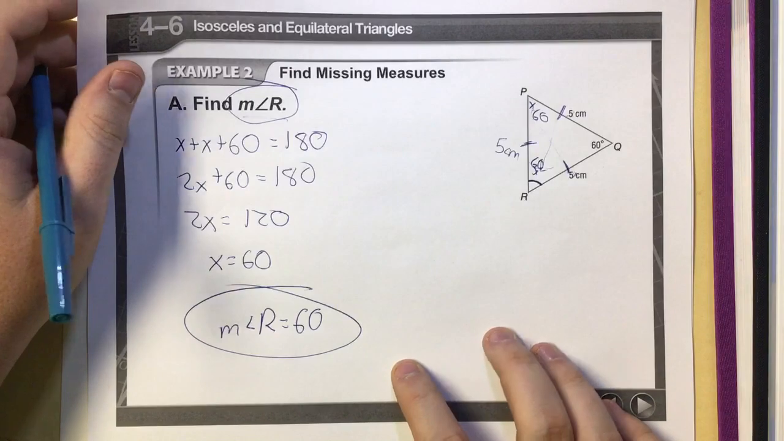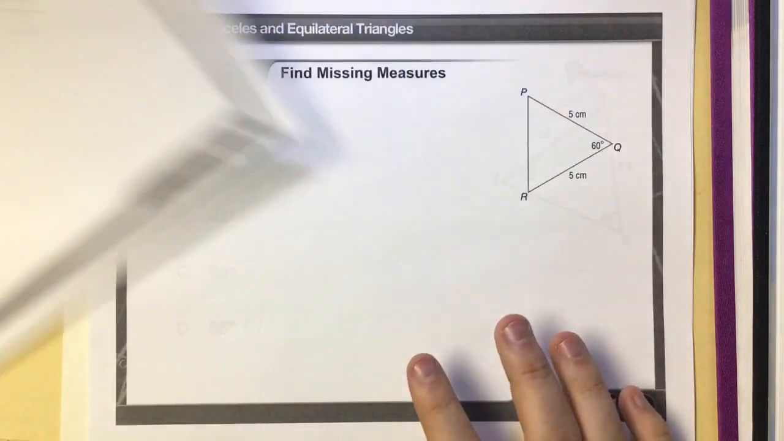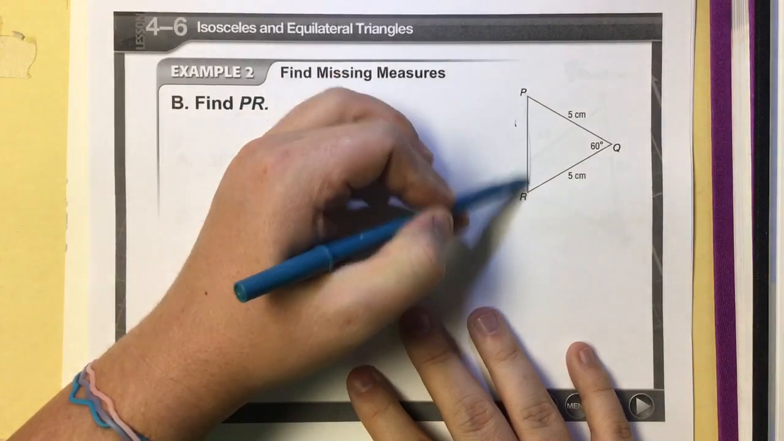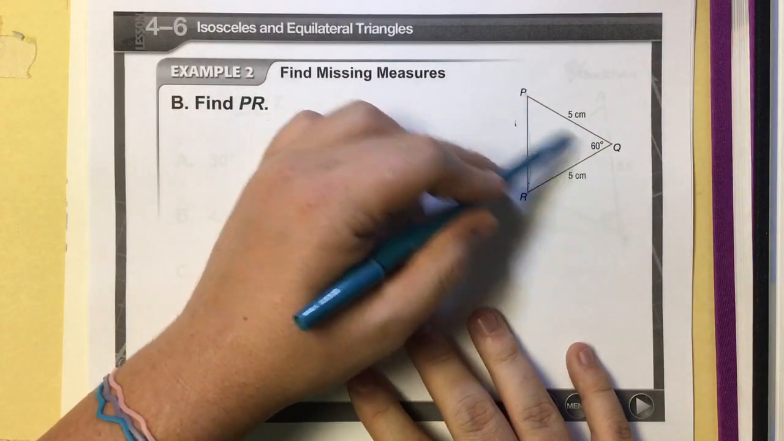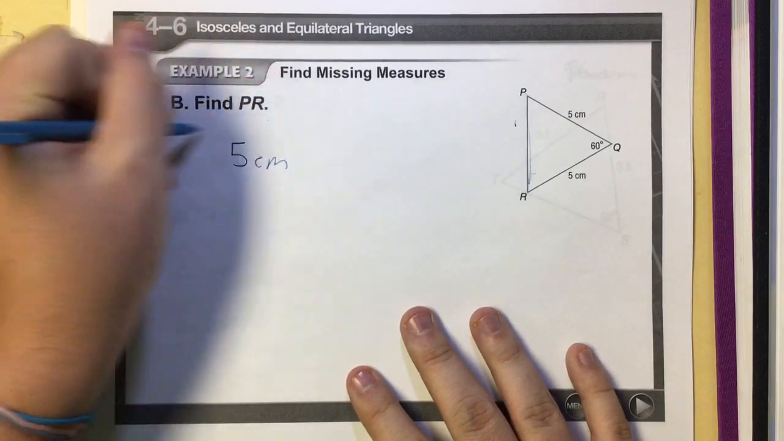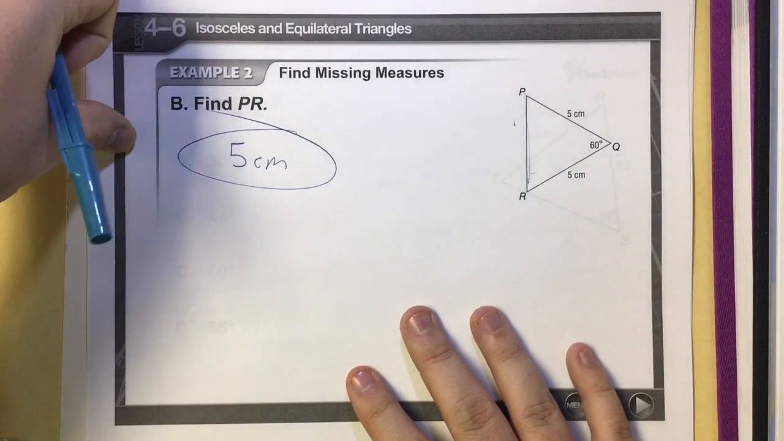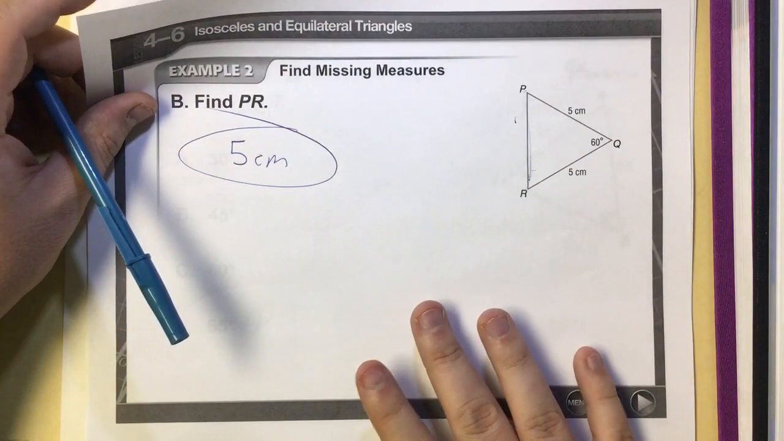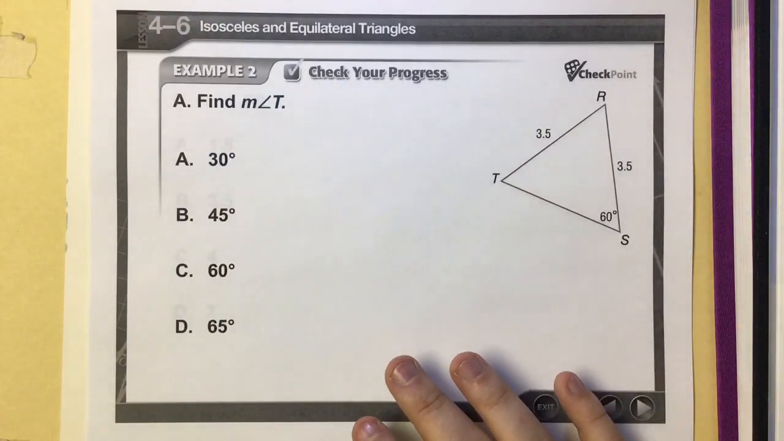Always make sure you actually answer the question that is asked. This one right here asks us to find PR. Well, we just figured out that all three angles were 60, which means all three sides are congruent. We already explained that on the last slide, so it has to be 5 centimeters. Same picture, so whatever we talked about there still works.